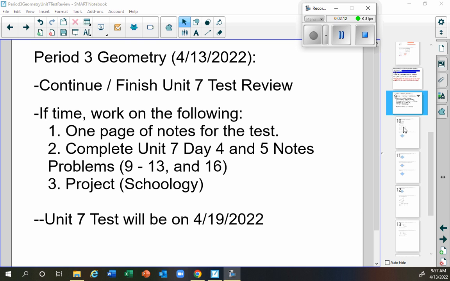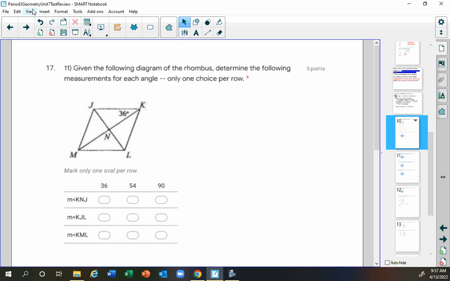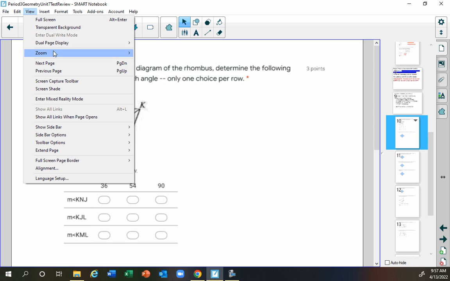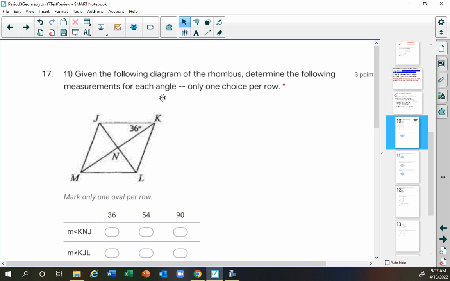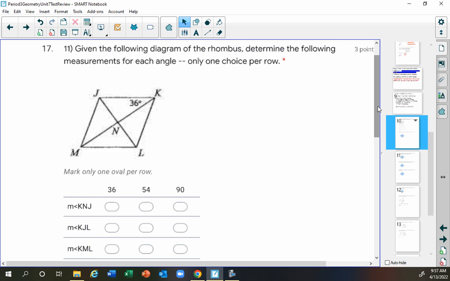Here we go. Everybody, go to, I think we're going to start the second half of, we're on page 7, I think? 17. Okay, problem number 17 right here. Here we go. This is where I need everybody to be, starting right now. So a couple things I want to mention. You got a rhombus.